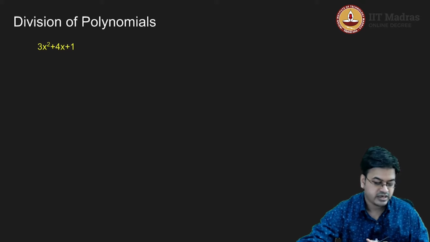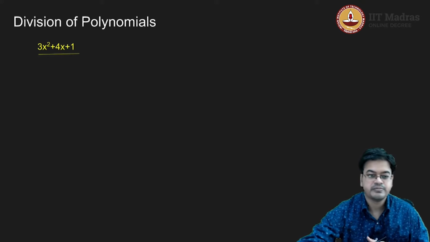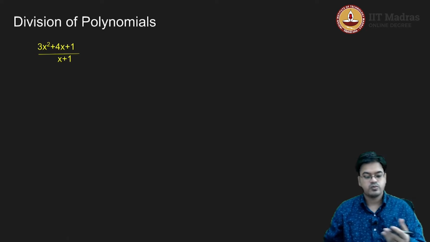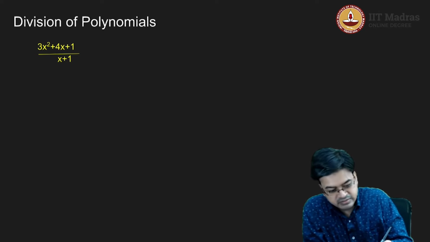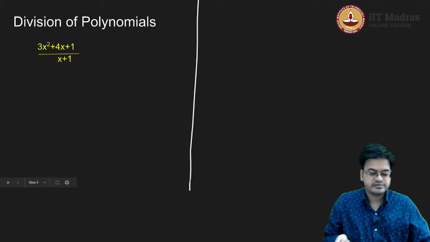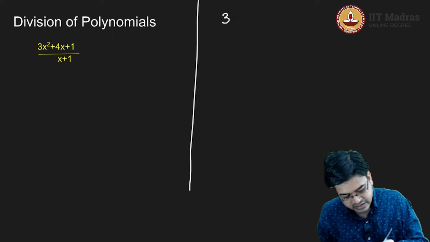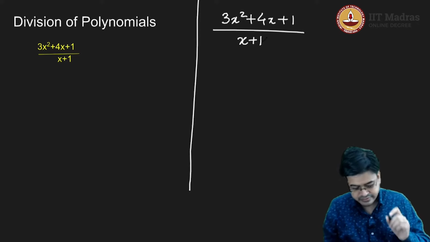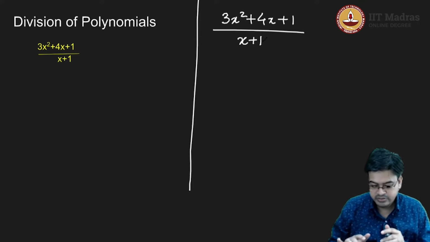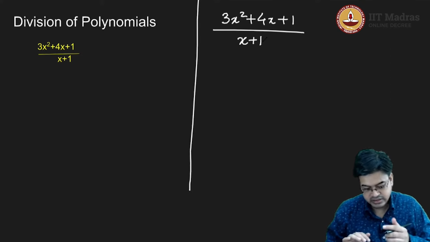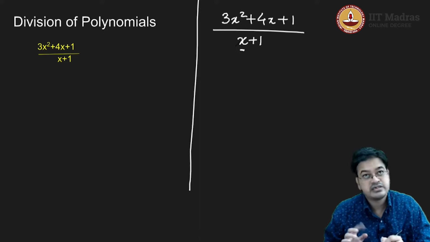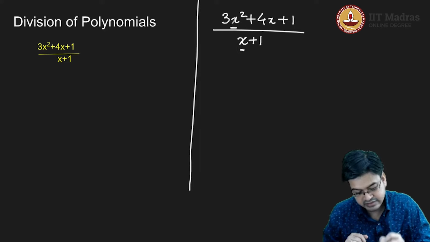So let us continue and take a question. This is the numerator that is given to me, divided by another polynomial which is x plus 1, and I want to figure out what this will be equal to. Let me take this polynomial over here. So now I have 3x square plus 4x plus 1 and it is divided by x plus 1. Now if I want to divide the numerator by the denominator, what I should see is that the denominator has highest degree x, and the numerator has highest degree x square.